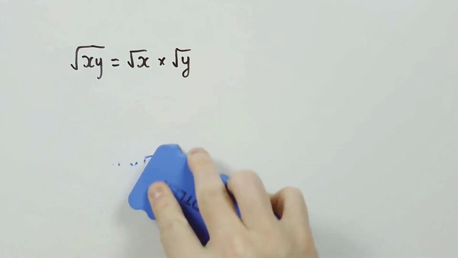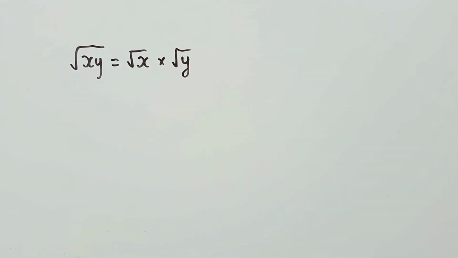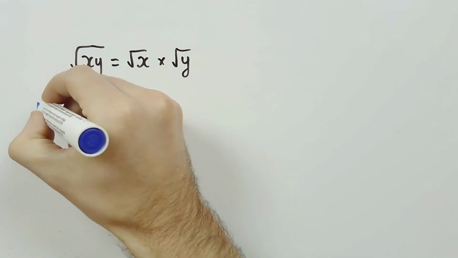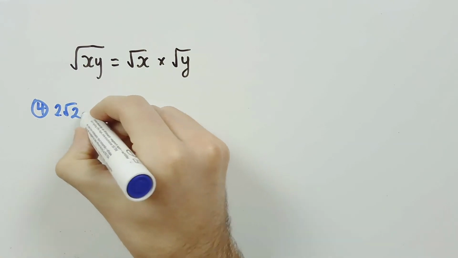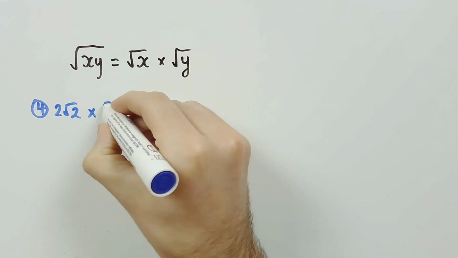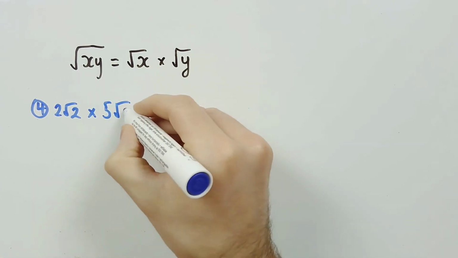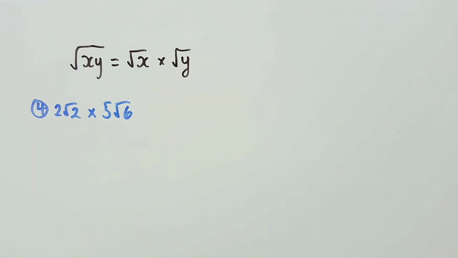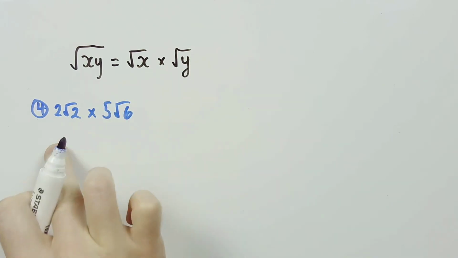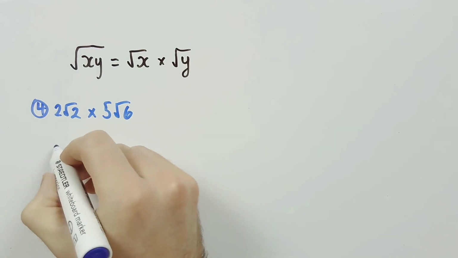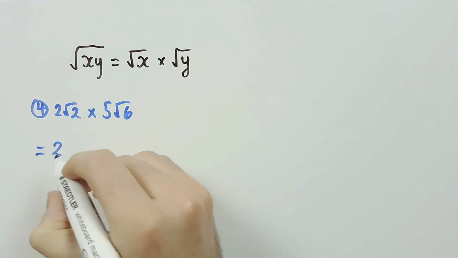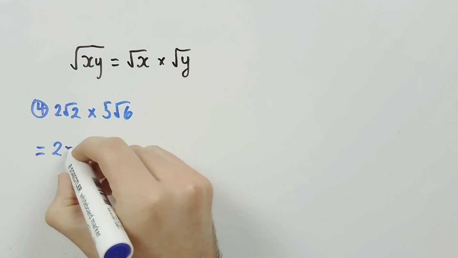So a fourth example here. Something a little bit more complex this time. 2 root 2 times 5 root 6. So here what we can do is use a variation of the above law and just multiply all the components outside of the surd together. So we're left with 2 times 5.